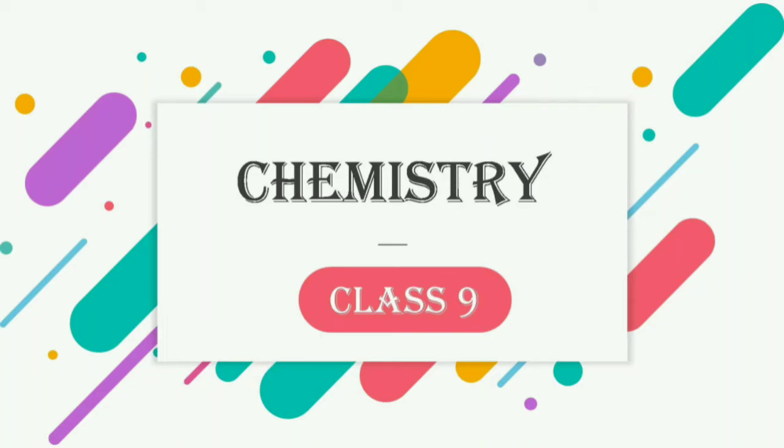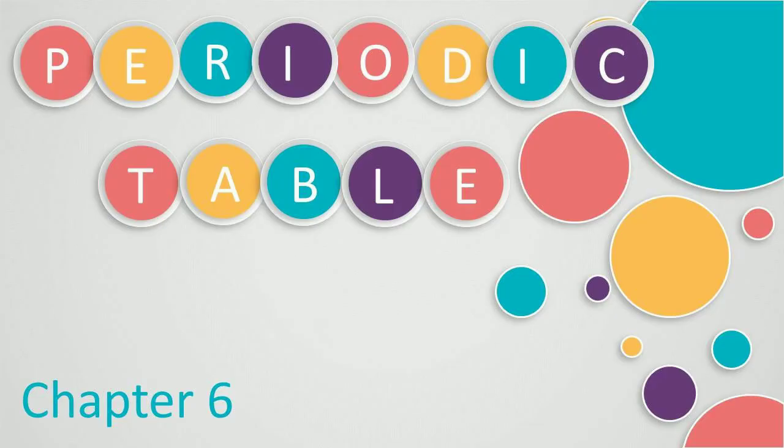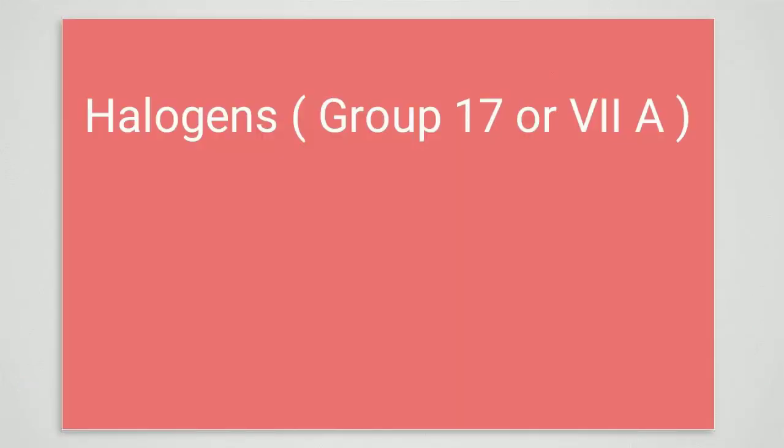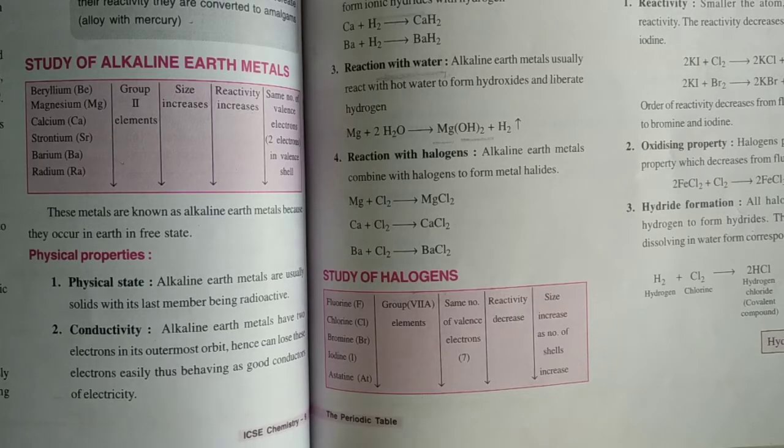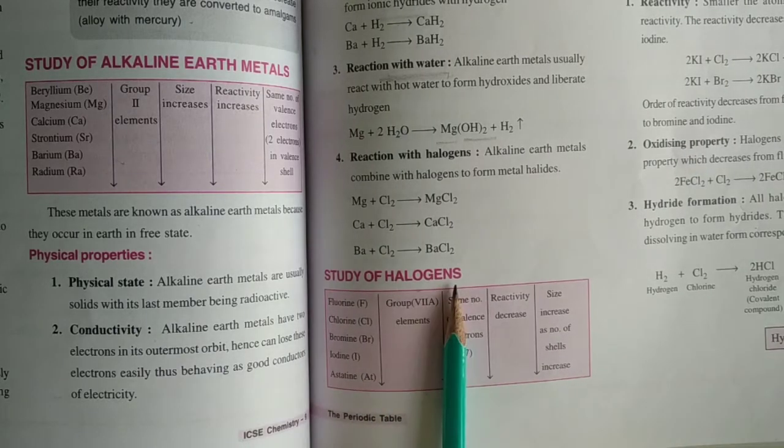Everyone. In this class 9 chemistry video lesson, we will study briefly about the last two groups of the modern periodic table. These two groups are the halogens, that is group 17, and the noble gases, that is group number 18. So starting with the 17th group elements, the 17th group elements are called halogens.